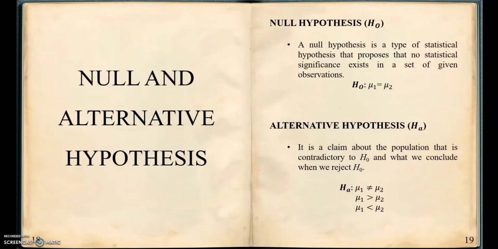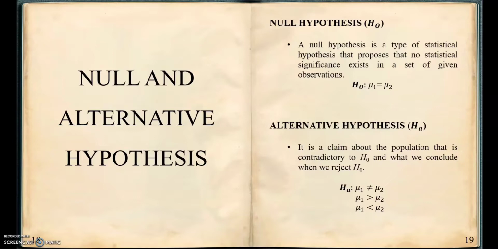Next, let's talk about null and alternative hypothesis. First, null hypothesis. A null hypothesis is a type of statistical hypothesis that proposes that no statistical significance exists in a set of given observations. The null hypothesis, also known as the conjecture, is used in quantitative analysis to test theories about markets, investing strategies, or economics to decide if an idea is true or false.